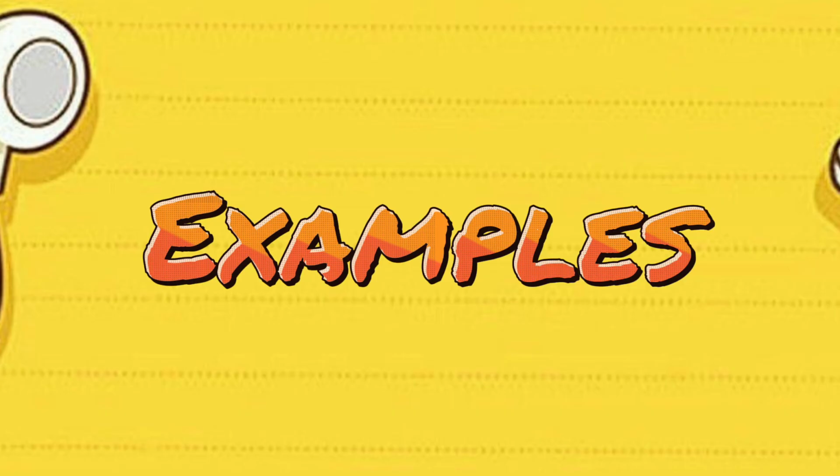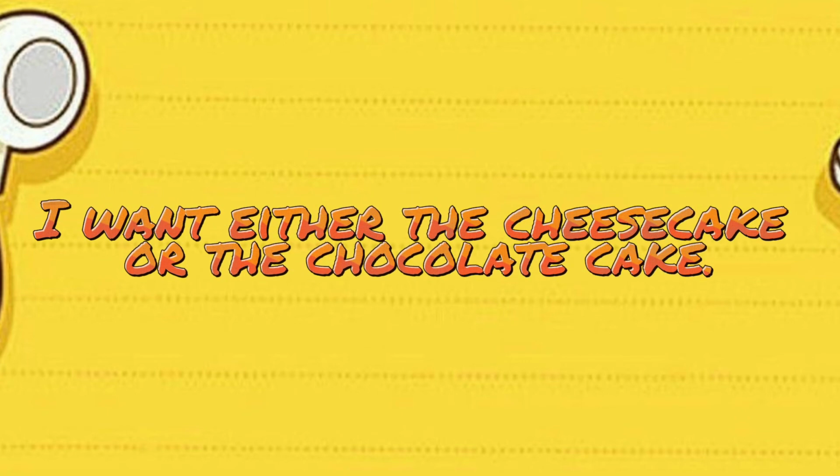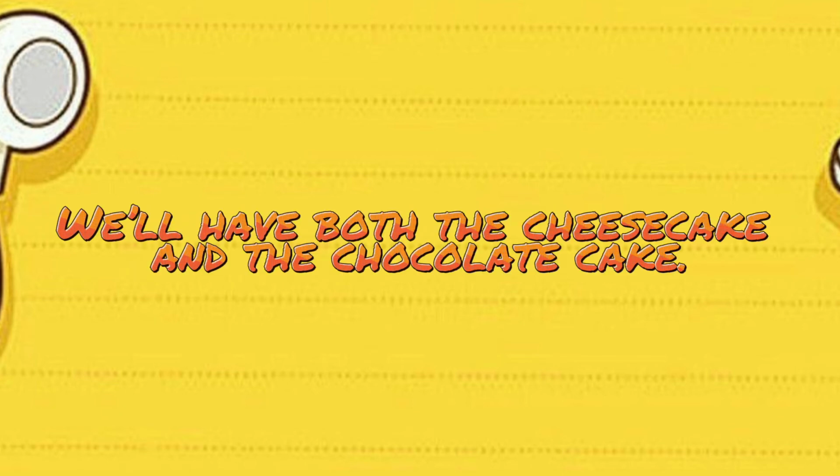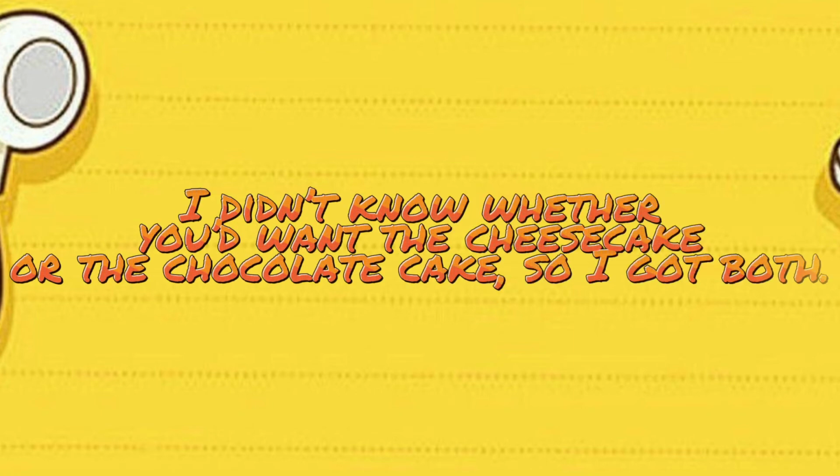Examples of correlatives may be seen in the following sentences. I want either the cheesecake or the chocolate cake. We'll have both the cheesecake and the chocolate cake. I didn't know whether you'd want the cheesecake or the chocolate cake, so I got both.